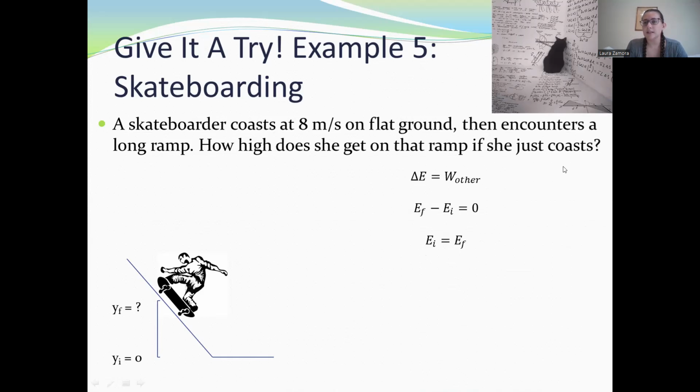There's a question in the chat. Is it safe to say that slowing down is negative acceleration? Yeah, that's usually how I define it.